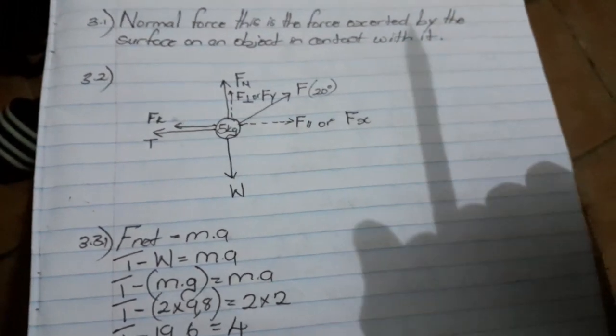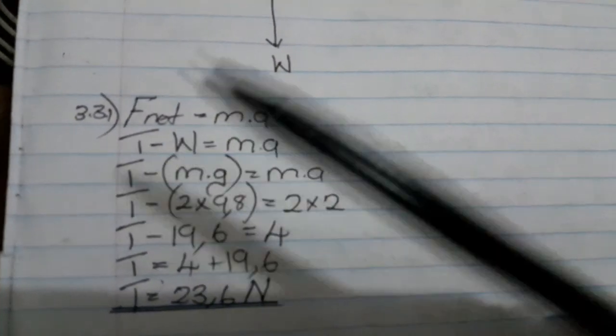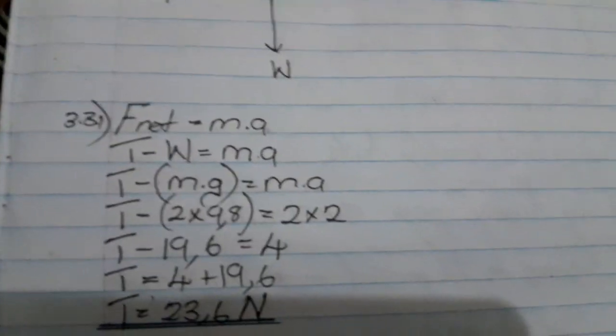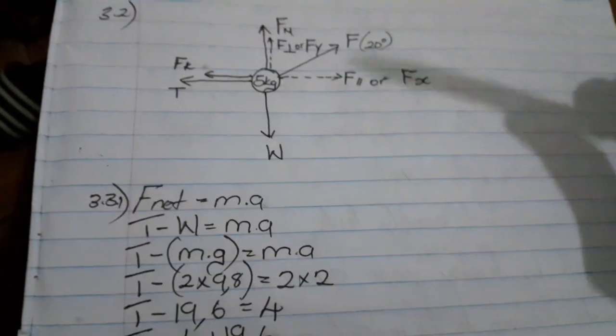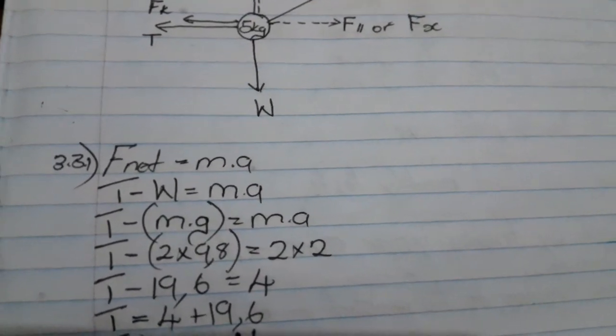It is not balanced on the surface, hence there is no normal force, right? So now we look at this. Remember, we're using Newton's second law. Newton's second law says F net is equal to mass times acceleration.